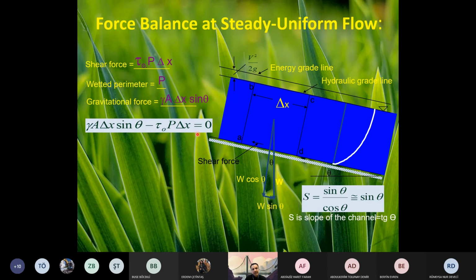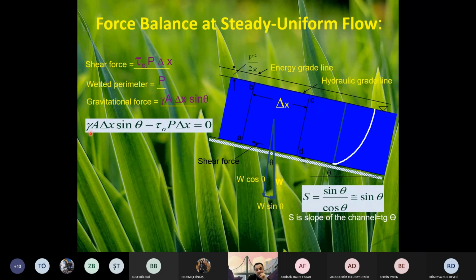And again, this is the length, and it should be 0. Let's continue. And before saying this, gamma is, do you know the value of gamma for water? Do you remember?